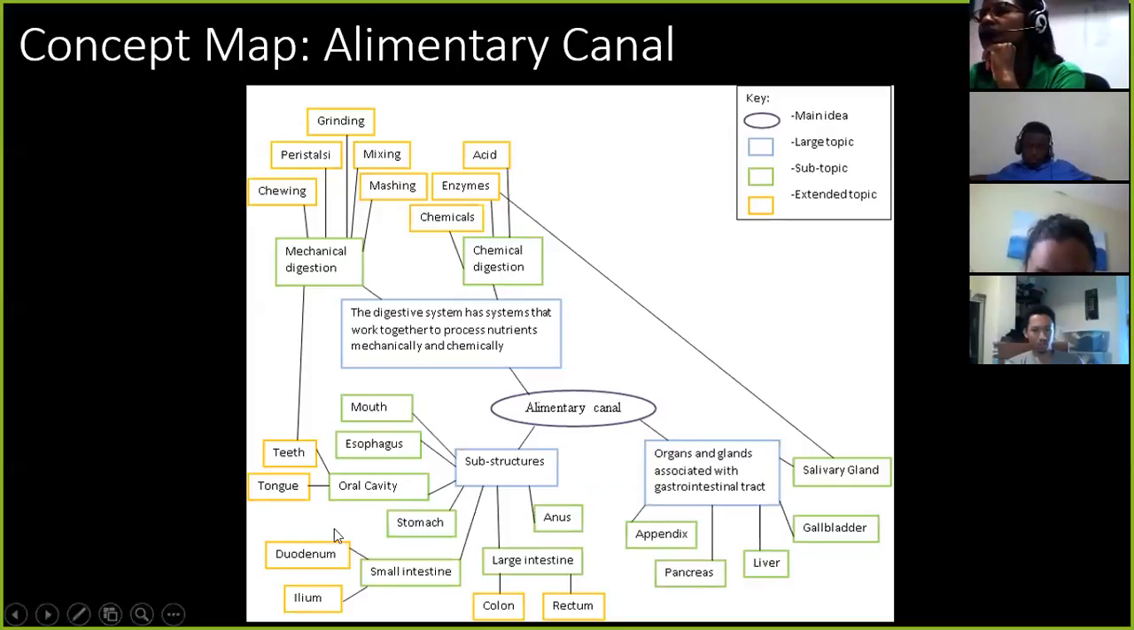So going on to the substructures of the alimentary canal, we have the stomach, we have the small intestine with its extended topics, the duodenum and the ileum, the large intestine, colon and rectum, and the anus. Then I went on to explain the organs and glands that are associated with the alimentary canal. So you get the picture here.